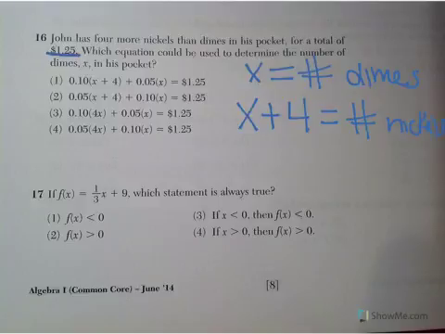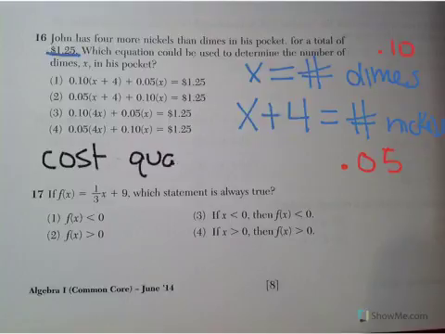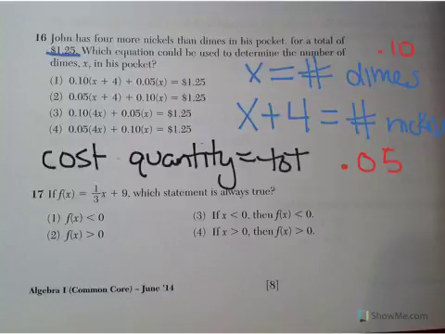Okay, so dimes we know are worth 10 cents. So 0.10 would be referring to the dimes. And nickels are worth 5 cents, and that's going to be 0.05. So if we look here, remember, the whole thing that you have to remember from here is your cost times your quantity will always equal your total.